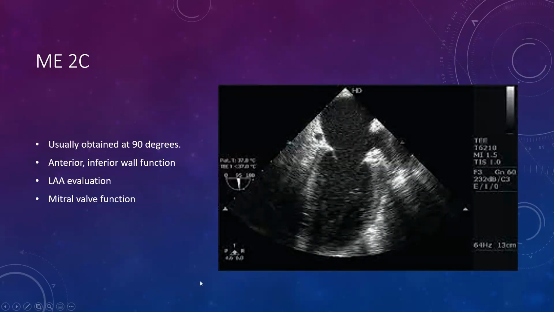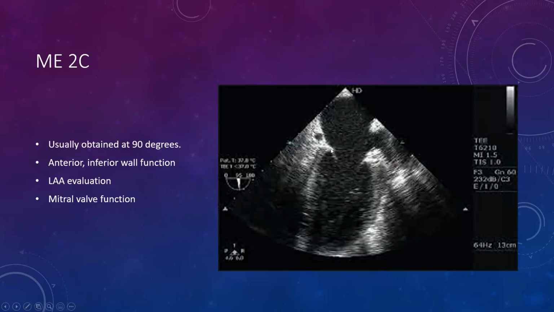When trying to orient yourself in TEE, it's important to remember what are my anterior structures. So the left atrial appendage, for instance, is an anterior structure. So that can help you orient yourself. Okay, now I know this is the anterior wall. The coronary sinus, which is right here, is an inferior or posterior structure.